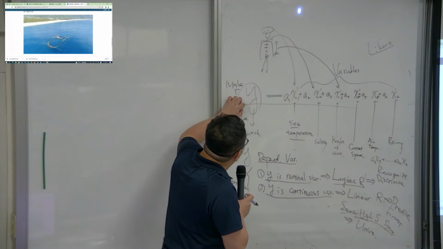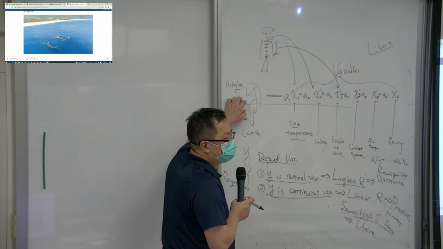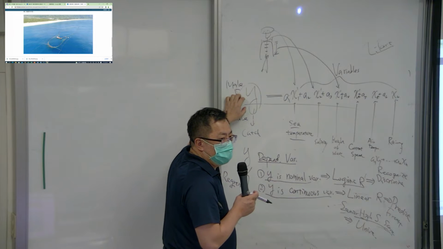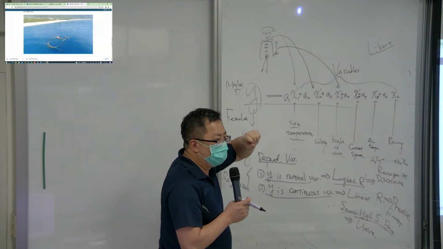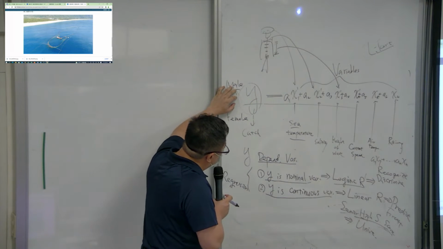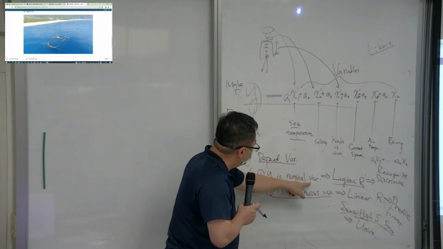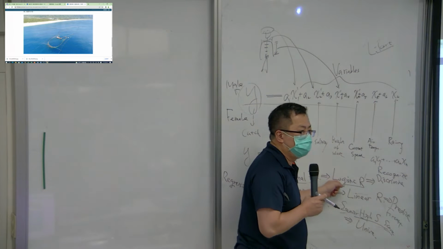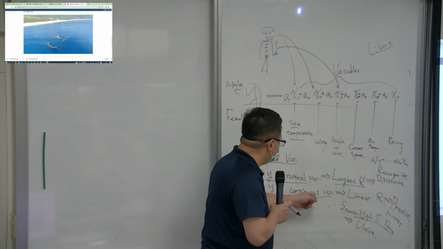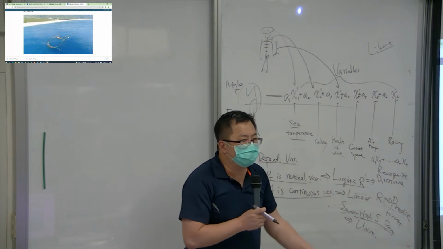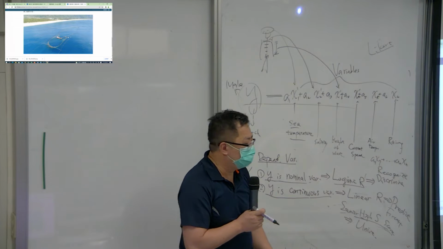So it depends on this. I say again, if the y is a nominal variable, that is logistic. If the y is a continuous variable, that is linear regression. That is quite different. Okay?